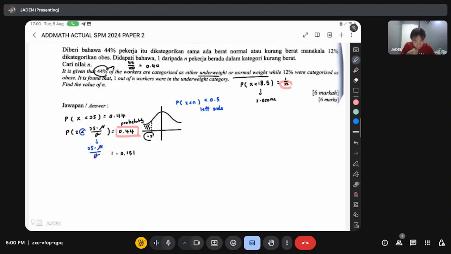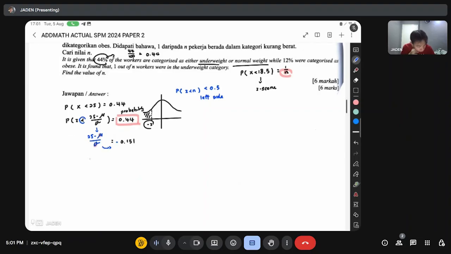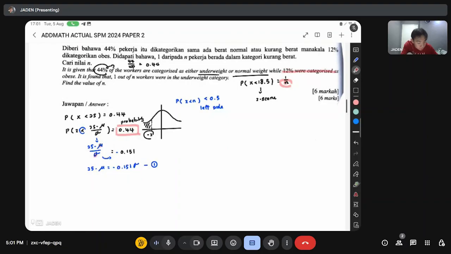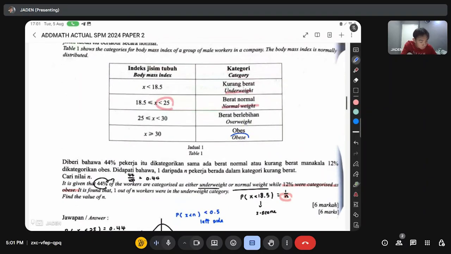So what I can do here is I will move this to the right. 25 minus mean equal to negative 0.151 times standard deviation. And that will be my first equation. The second equation we can form based on 12% categorized as obese. Let's go and check for obese first.